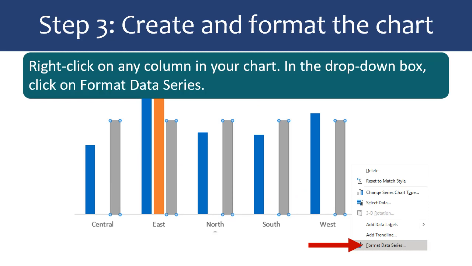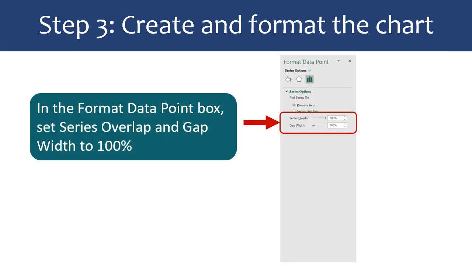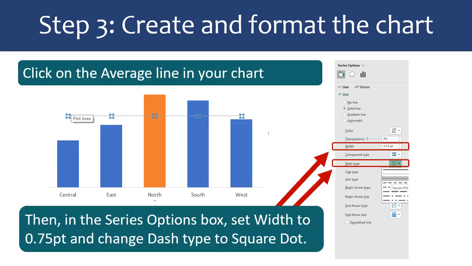Right-click on any column in your chart. In the drop-down box, click on Format Data Series. In the Format Data Point box, set Series Overlap and Gap Width to 100%. Click on the average line in your chart. Then in the Series Option box, set Width to 0.75 point and change Dash Type to Square Dot.